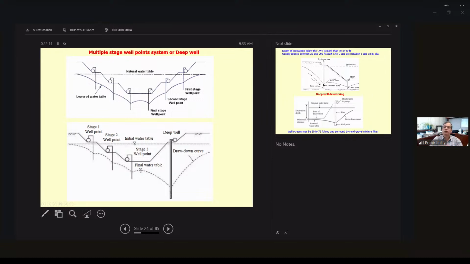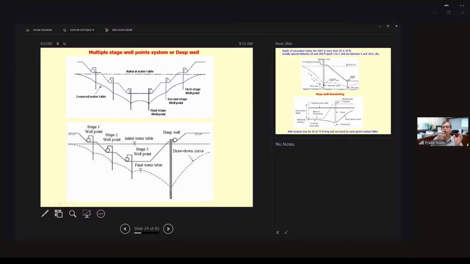So you can do the construction in dry condition. Sometimes, as I mentioned, you can use the well point and also the deep well together. Because the well point capacity is less, you can use 3, so you can do just only the deep well, only 1, and then the water table can be reduced to a greater extent. So this is the combination you can use.